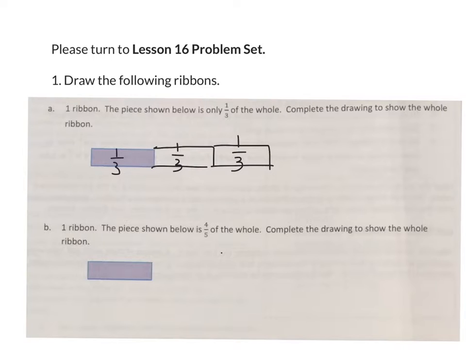Part B says we're still going to draw 1 whole ribbon, okay? The piece shown below is 4/5 of the whole. We want to show the whole. So if this is 4/5, well, okay, let's think about the fraction 4/5 for a moment. What size is the unit? Fifths. Our units are fifths. How many fifths do we have? 4. So that tells me that in this piece of ribbon that's shown right here, there's 4 pieces, and each piece is 1/5 big. So if this is 4 pieces, I have to first divide it into 4 pieces, don't I? Because my numerator tells me there's 4 pieces.